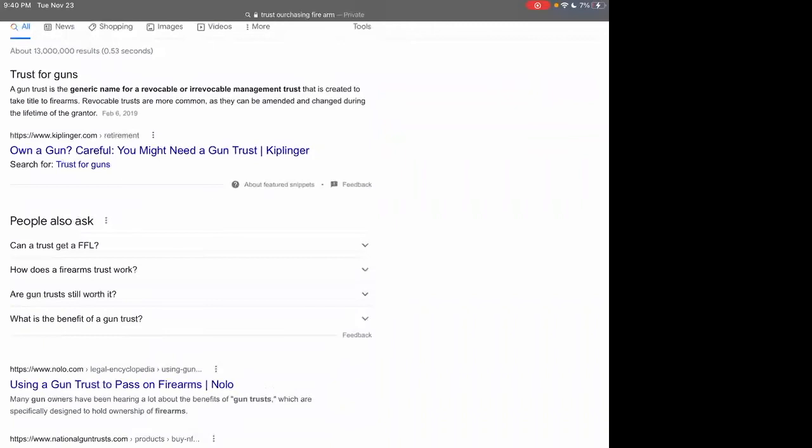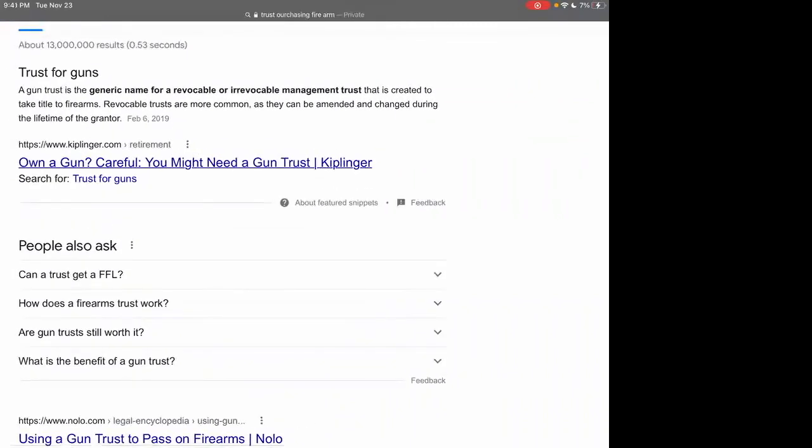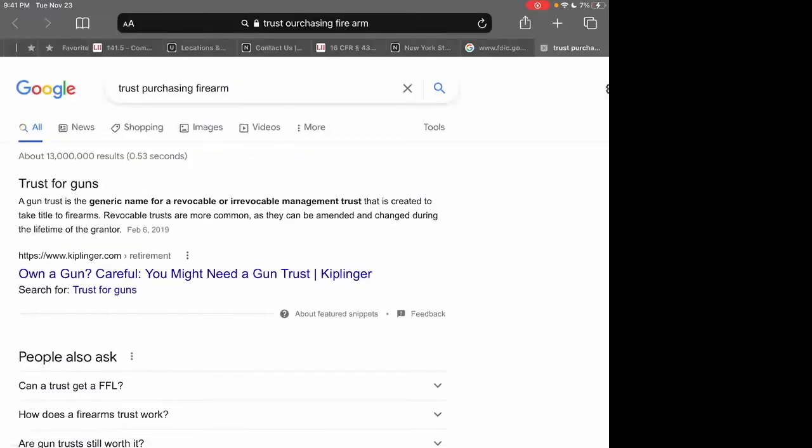So, trust for guns. Gun trust is a generic name for a revocable or irrevocable management trust that is created to take title to firearms. Revocable trusts are more common as they can be amended and changed during the lifetime of the grantor. Okay, so yes, you are allowed to do that. And realistically speaking, one of the ways that you'd be doing that, I would be speaking directly with registered agents to the owners of gun shops, because that's not something that would be handled commonly. I know. Or when you get to more higher end things, and like, mhm.